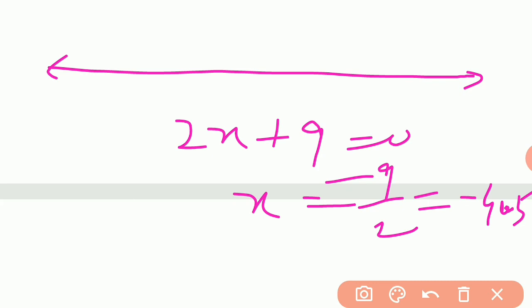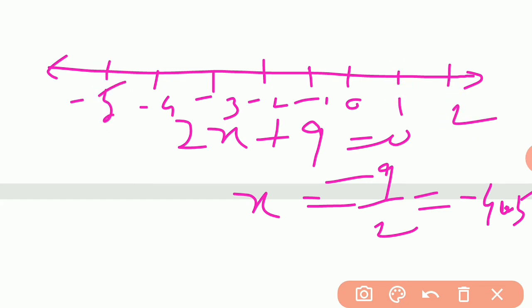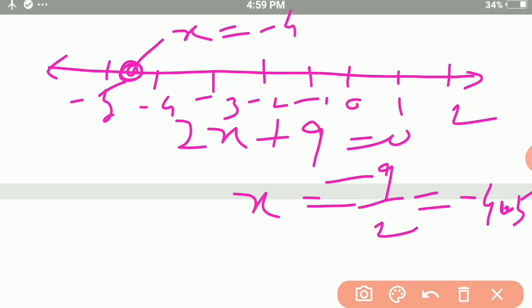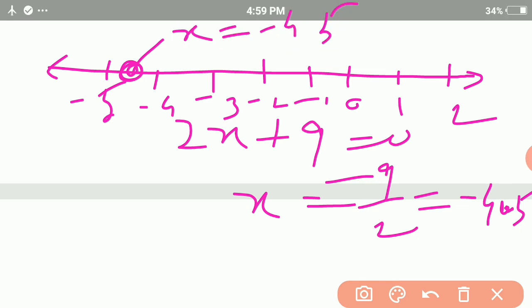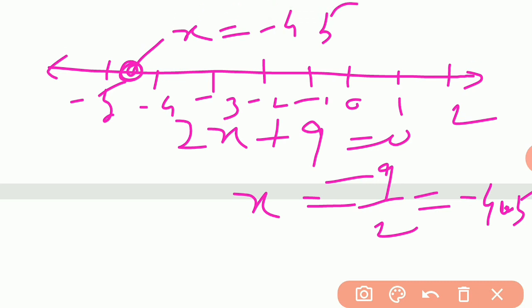When we draw this line in one variable, simply we will draw a number line here: 0, minus 1, minus 2, minus 3, minus 4, minus 5, here 1, 2. This is minus 4, minus 4.5. So this point is x equal to minus 4.5. This is the graph of the given equation in one variable.